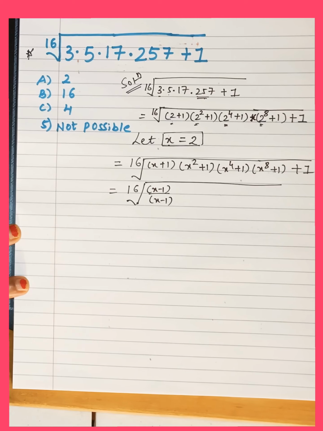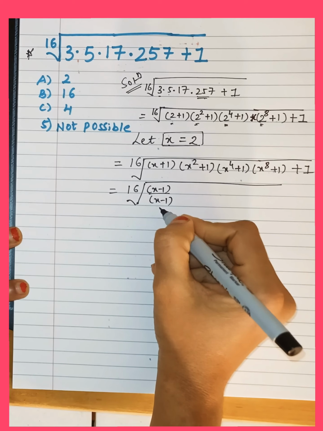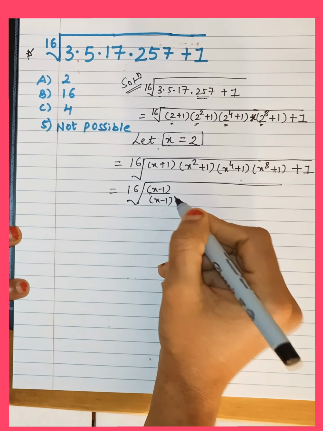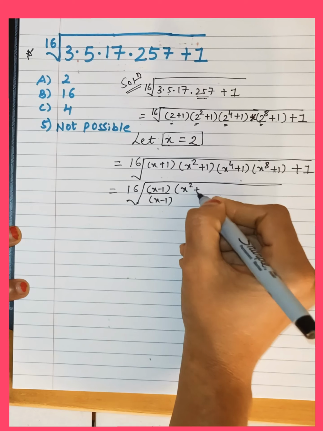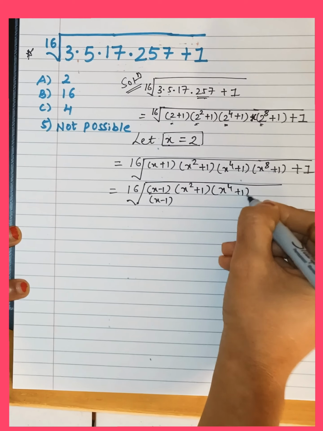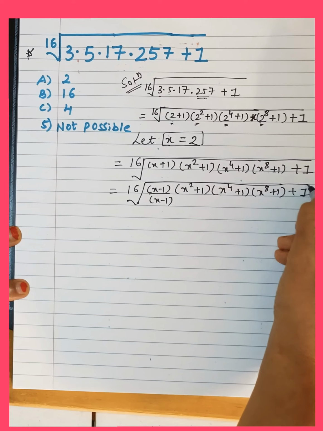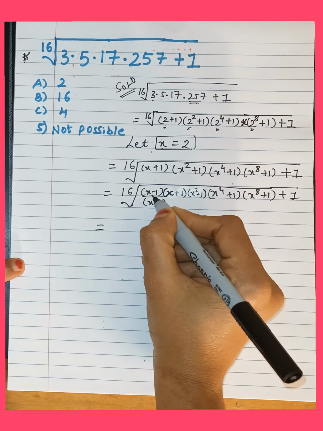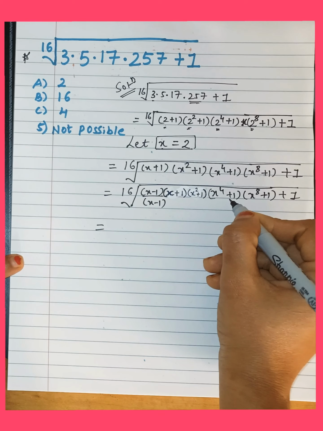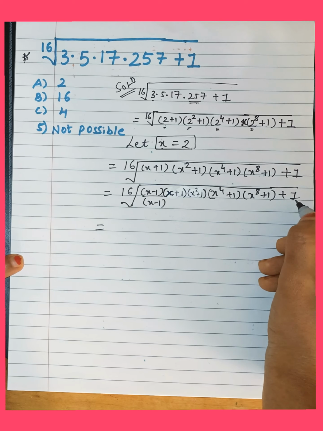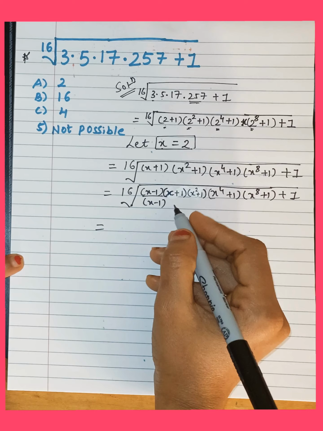We are trying to make the identity a squared minus b squared. So we multiply and divide by x minus 1, giving x minus 1 upon x minus 1, and here (x squared plus 1)(x raised to 4 plus 1)(x raised to 8 plus 1), and the plus 1 at the end remains as it is. So we get (x minus 1)(x plus 1)(x squared plus 1)(x raised to 4 plus 1)(x raised to 8 plus 1) plus 1, with x minus 1 in the denominator.